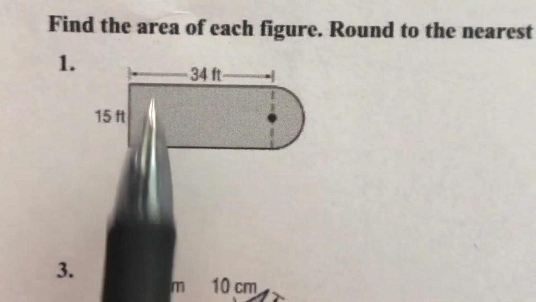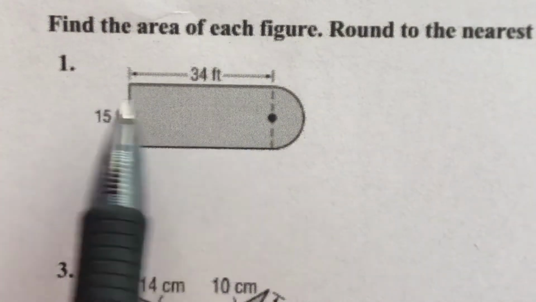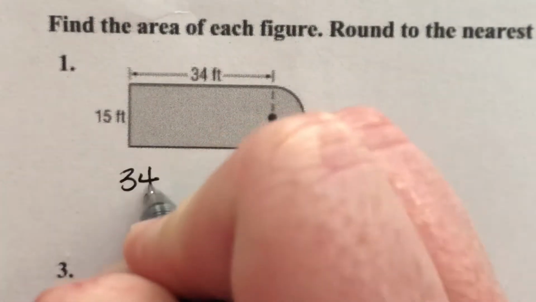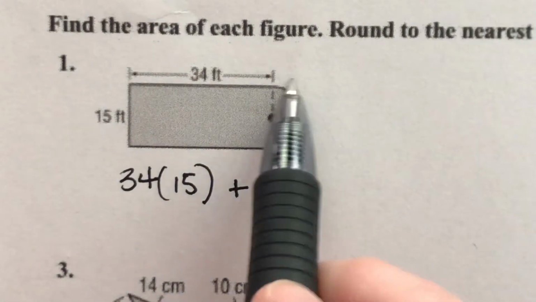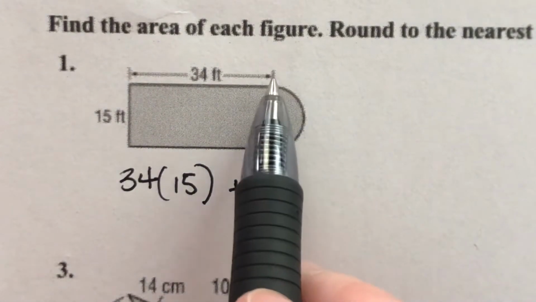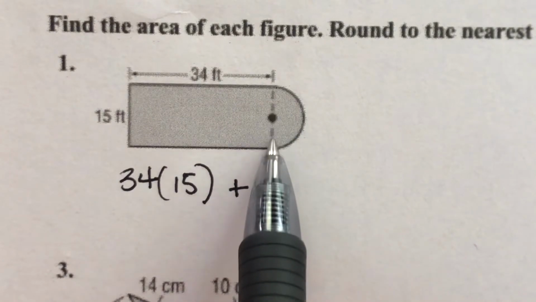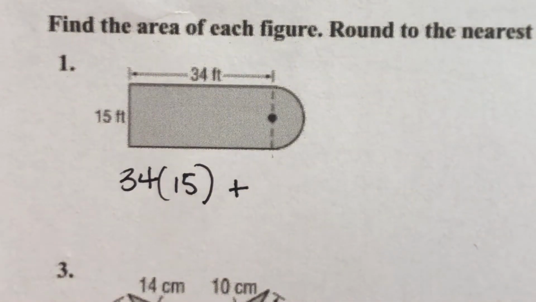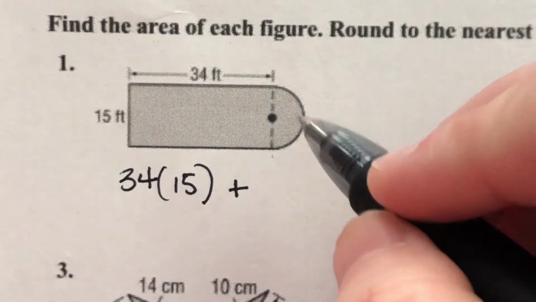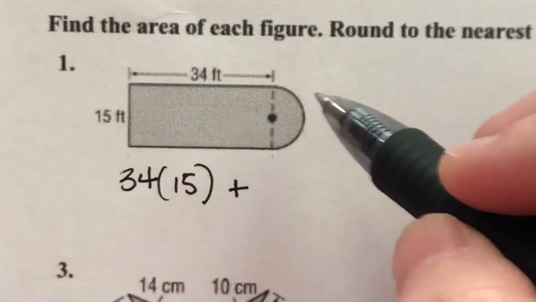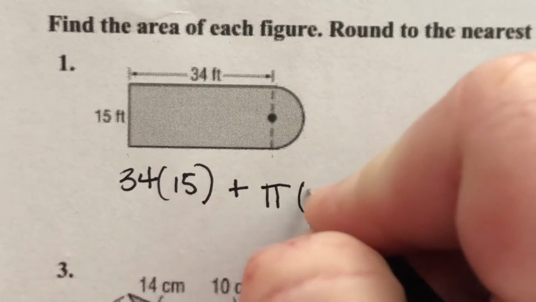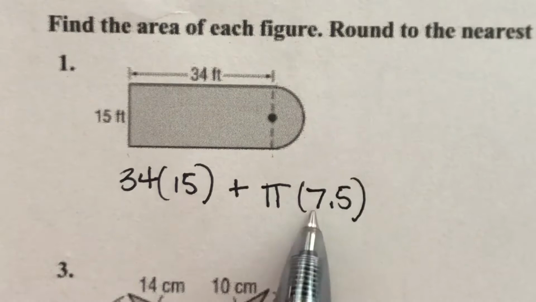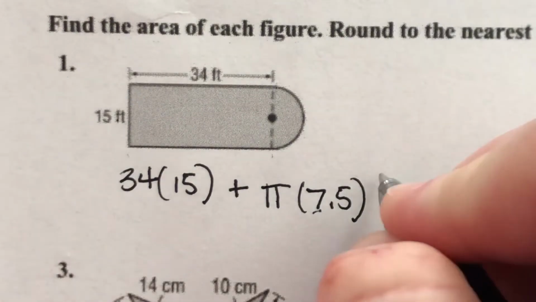We've got a rectangle. So area of a rectangle is length times width, 34 times 15. And then plus, we're going to add on this little circle piece down here. Now, it's only half a circle. This is the diameter, so it's this half. So for a circle, it's pi r squared. So we need to know the radius. The diameter is 15. The radius is half of that. So pi times the radius, half of 15, squared.